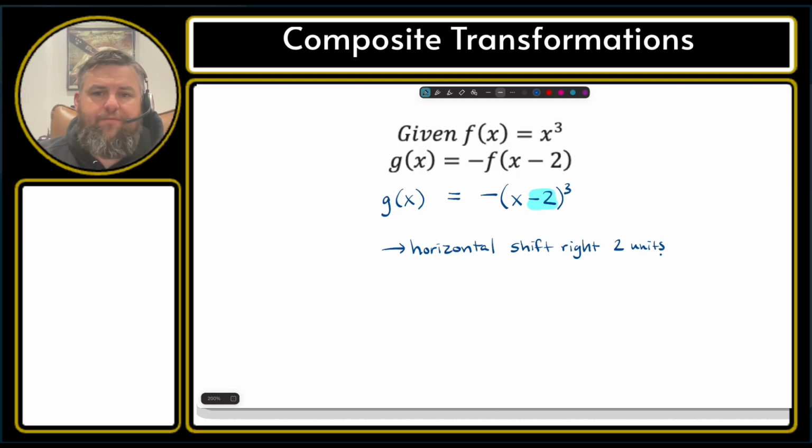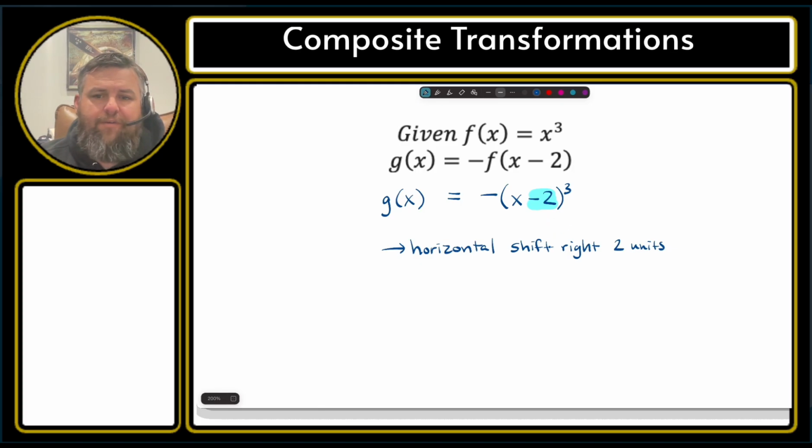Next, we're going to look to see if we have any horizontal or vertical dilations. Because we don't have any number multiplying the x on the inside, and we're not multiplying by any number more than 1 on the outside, we do not have any horizontal or vertical dilations. Then we're going to look for any vertical shifts. We do not have anything plus or minus on the end, or subtracting something from the very front, so we do not have any vertical translations up or down.